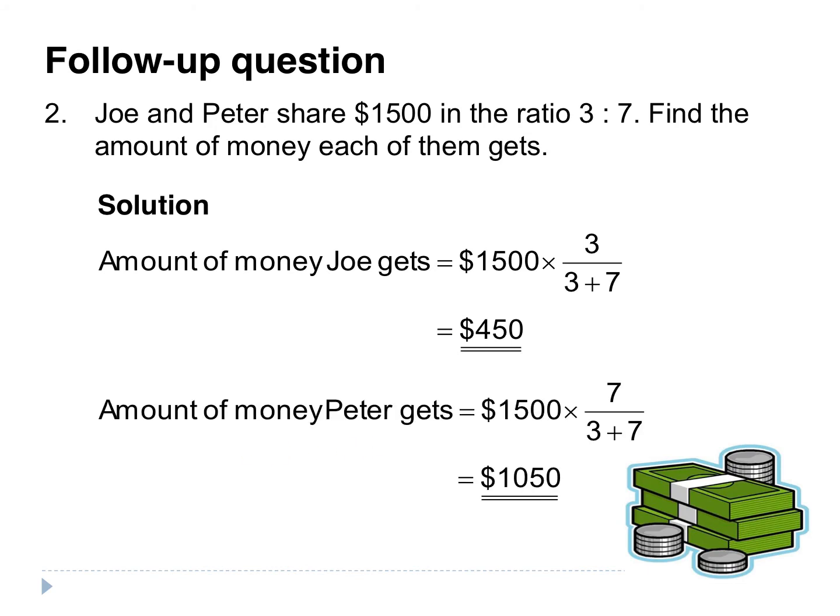Also for Peter, you can do the same thing. The total amount is 1,500. Out of 10 parts, Peter gets 7 parts. So 7 over 10. So Peter gets $1,050.